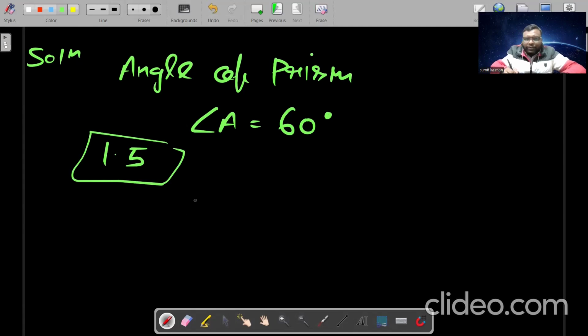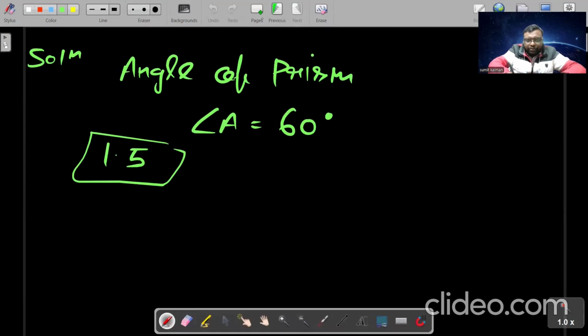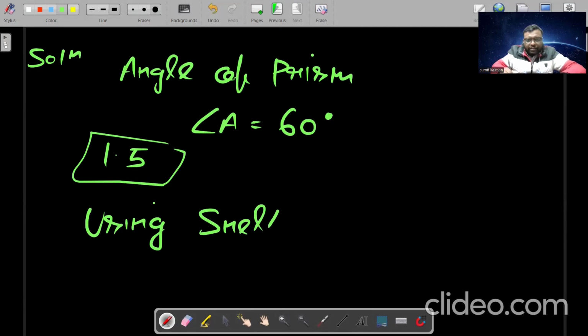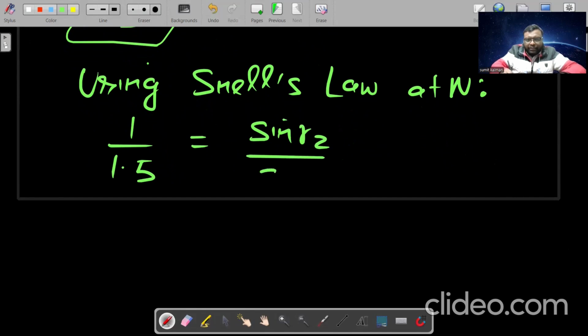And students, first we will use Snell's law at point N. So here, using Snell's law at N, it will become 1 upon 1.5 is equal to sine R2 upon sine E.